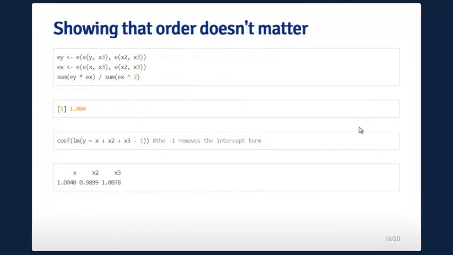I just want to show quickly that order doesn't matter. So here I reverse the order, and look at how I define these EX and EY. Look at how I defined it now. I do x3 first, and then take the residuals again, and I get 1.04 again. Okay.